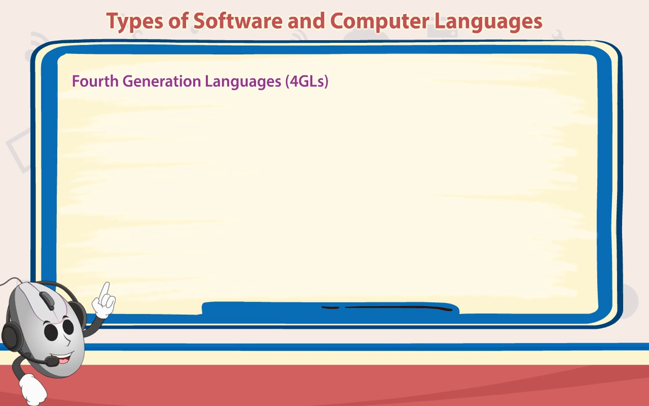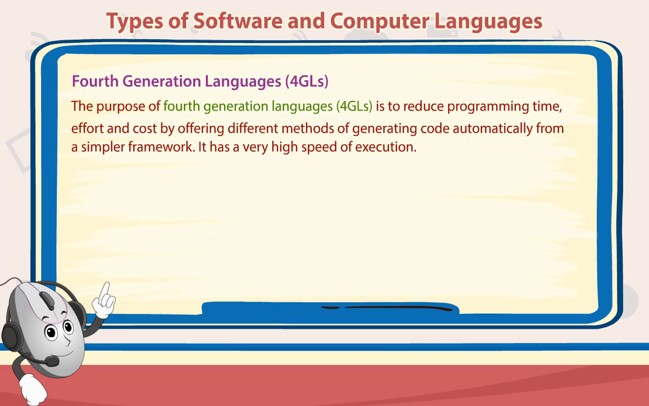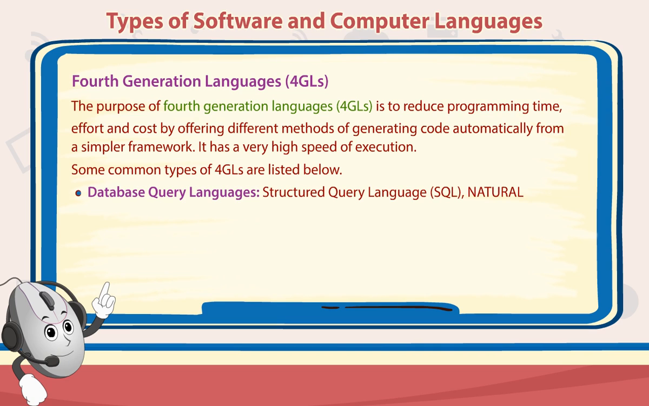Fourth generation languages, 4GLs. The purpose of fourth generation languages, 4GLs, is to reduce programming time, effort and cost by offering different methods of generating code automatically from a simple framework. It has a very high speed of execution. Some common types of 4GLs are listed below.